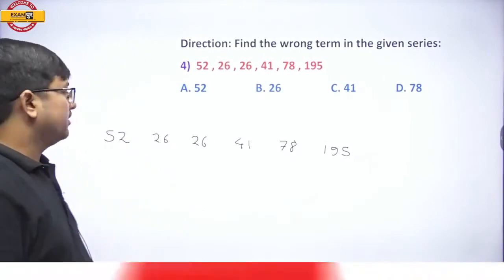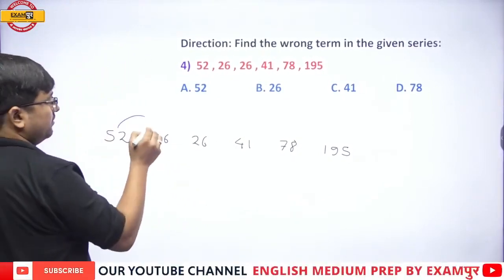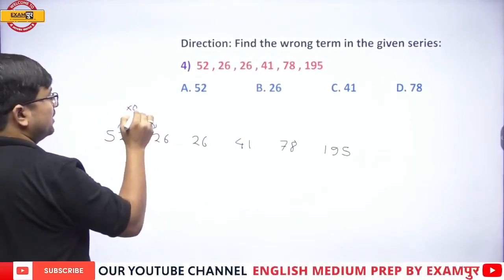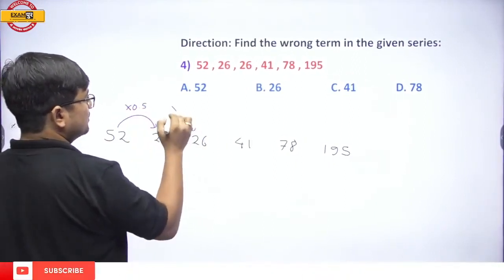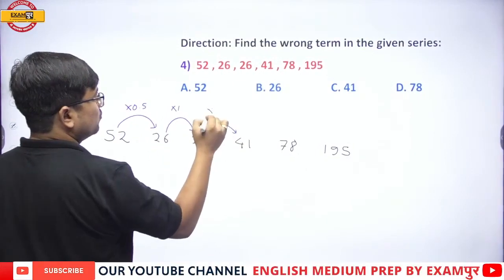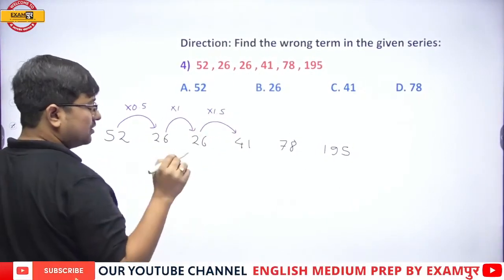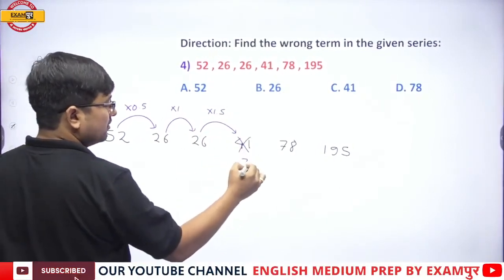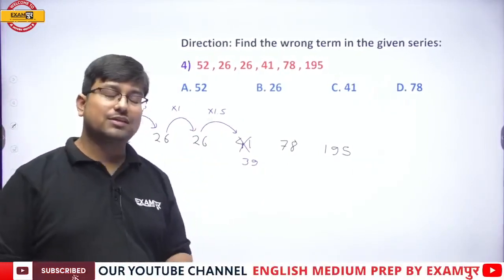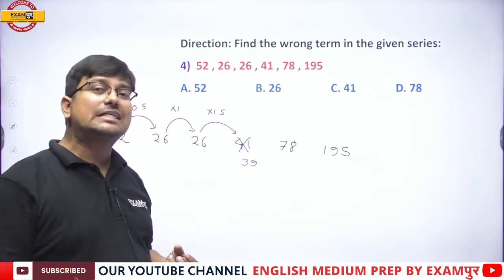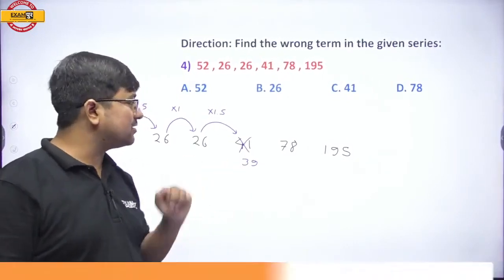Okay, now see what is happening. 52 into 0.5, that means 52's half is this. 26 into 1 is this. 26 into 1.5 is 39. How? 26 into 1 is 26, and 26 into 0.5 is 13. So 26 plus 13 is 39.